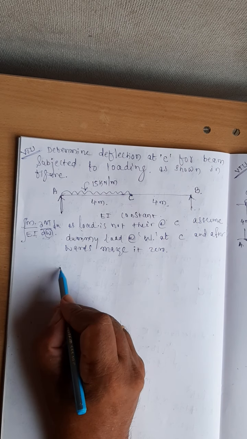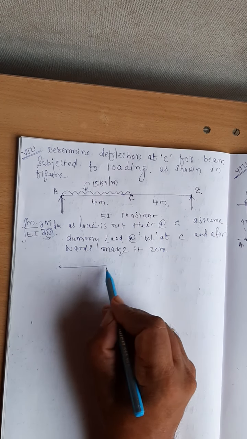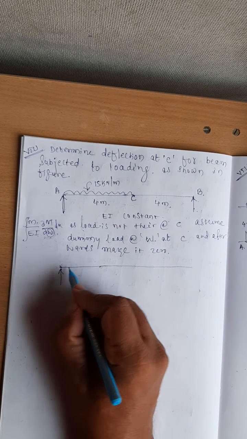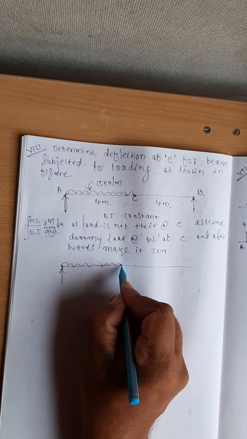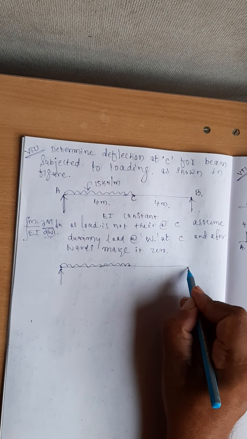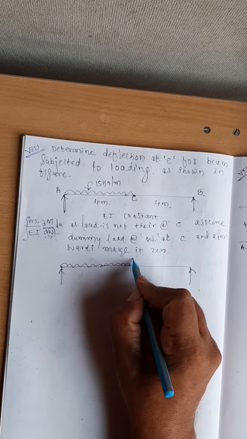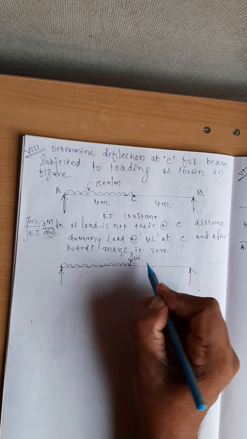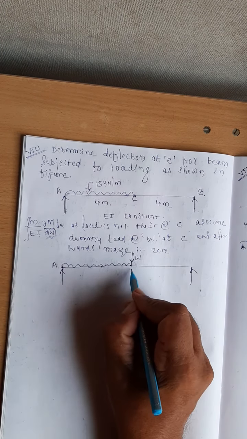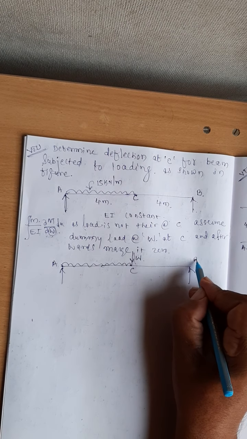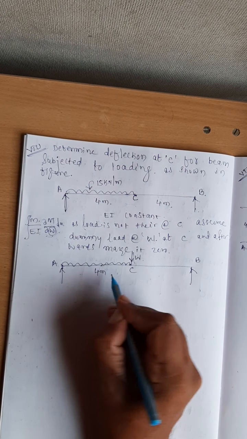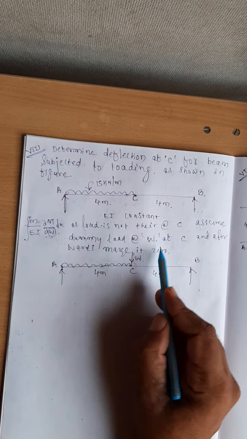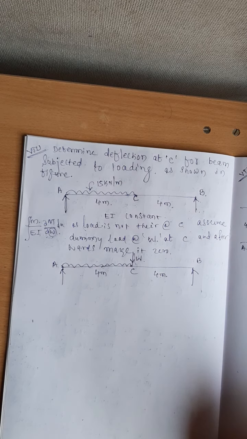Therefore, what will be the given problem? The given problem will become like this. Yes, here I want the deflection, but he has not given the load there. I am putting a dummy load of W there. A, C and B. This distance is 4 meter. This distance is also 4 meter.